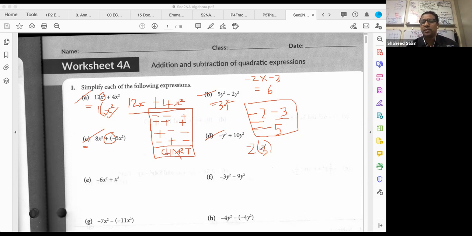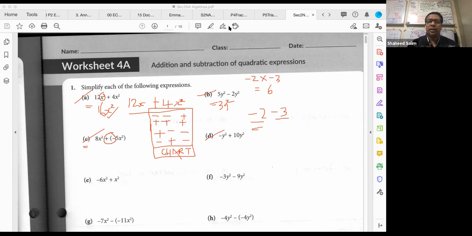Sometimes minus. This is different from this. Don't think that these two are the same. These are not the same. As I said, the number touching the bracket means times. You must use the chart. 2 times 3, 6. Minus becomes plus 6. Shafi, okay? Okay, so now we go back down here.